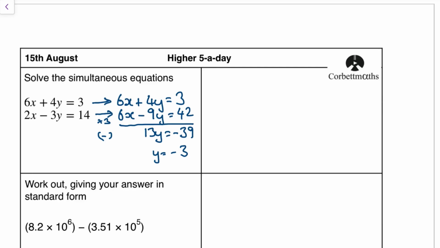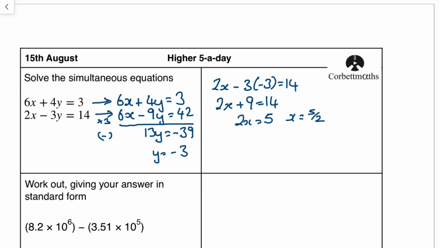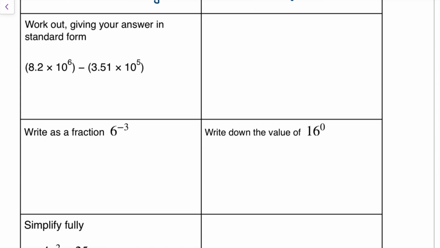I'm going to put that into the second equation, so that's going to be 2x minus 3 times minus 3 is equal to 14. So 2x minus 3 times minus 3 is plus 9 is equal to 14, which means that 2x, take away 9 from both sides, is 5, which means that x equals 5 over 2. Now, I think I've just said that this should be a sensible number. I think anything like a simple half fraction is okay as well. So either way, happy with that. x is equal to 5 over 2, and y is equal to minus 3.